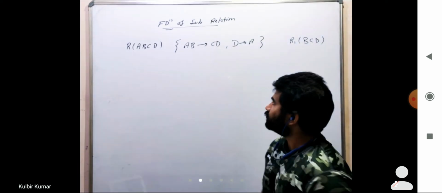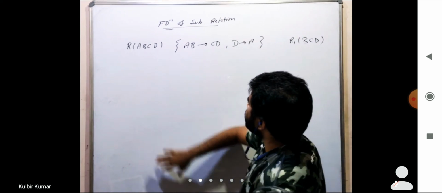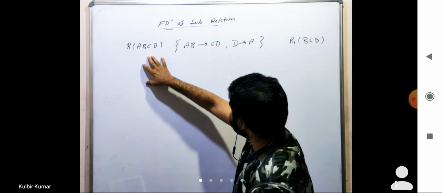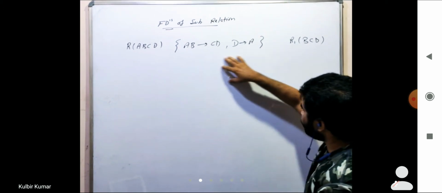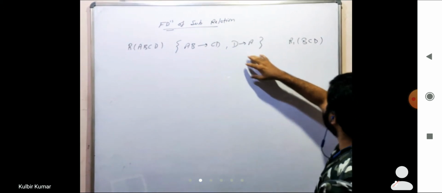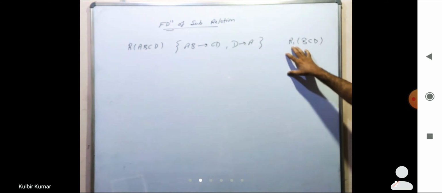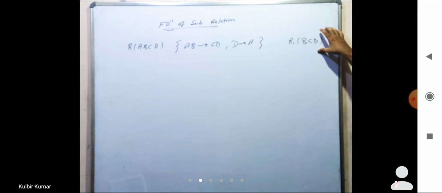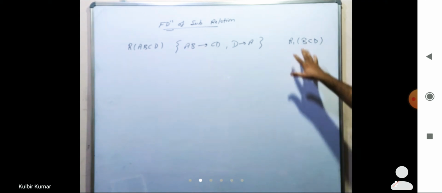Okay, so we are finding out the functional dependencies of the sub-relation. This is the relation given, and this is the functional dependency set given, and this is the relation R1 which has the attributes B, C and D. This is the sub-relation. And we need to find out the non-trivial functional dependencies for this sub-relation.